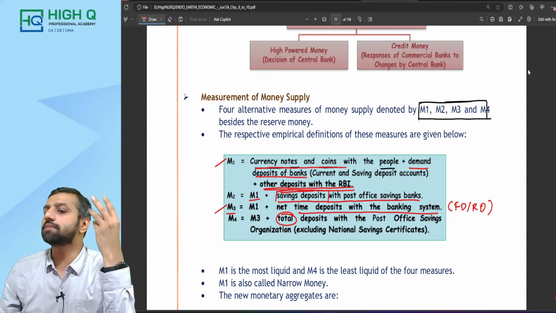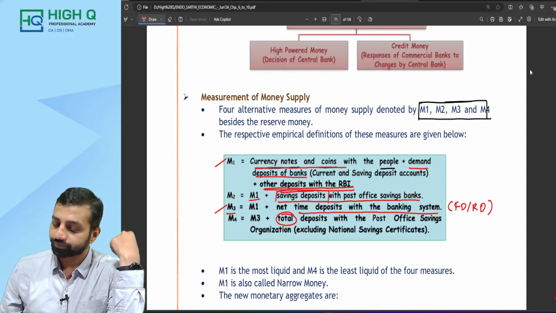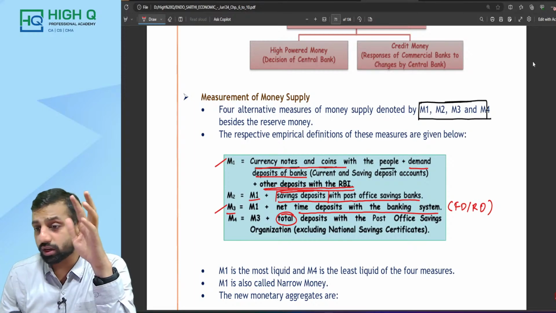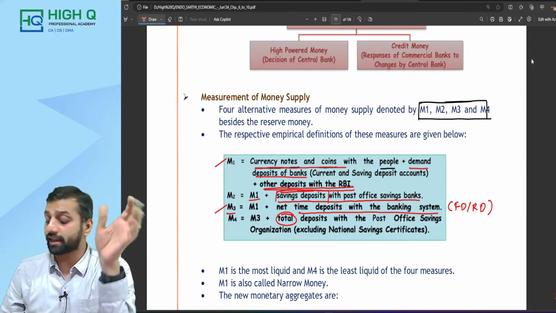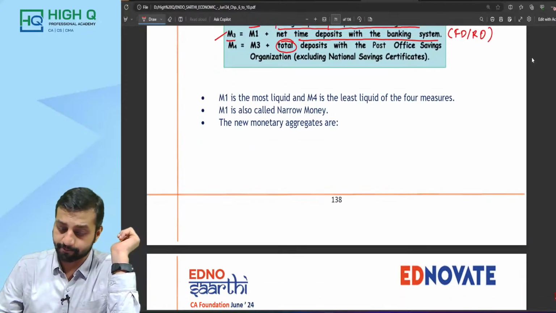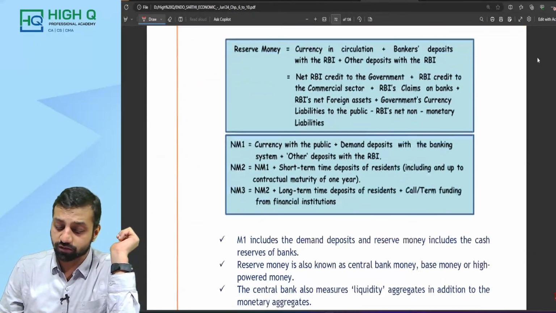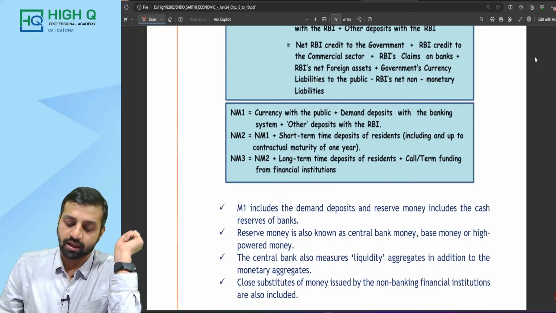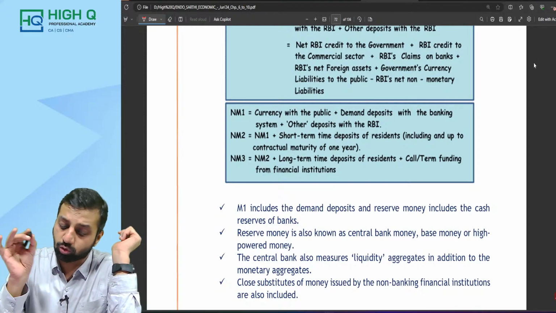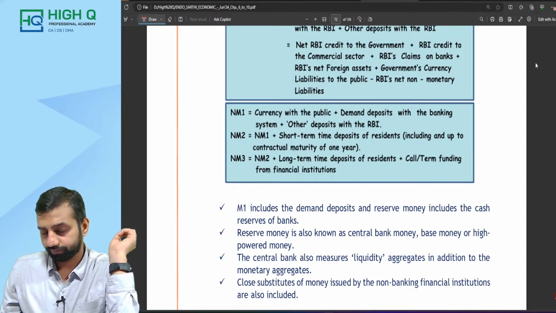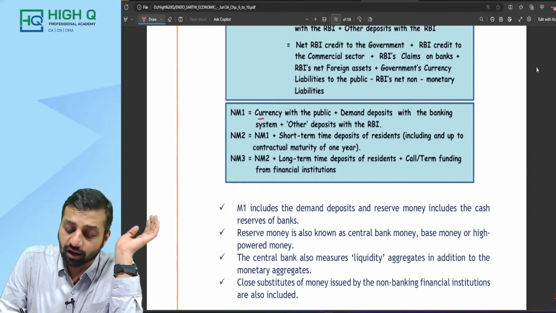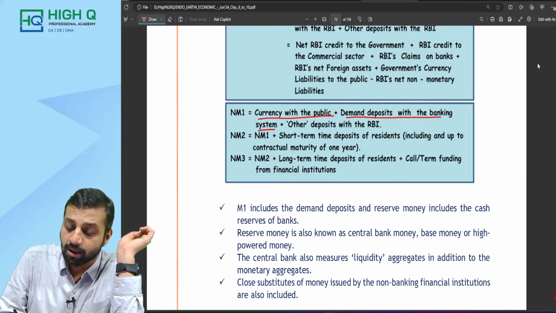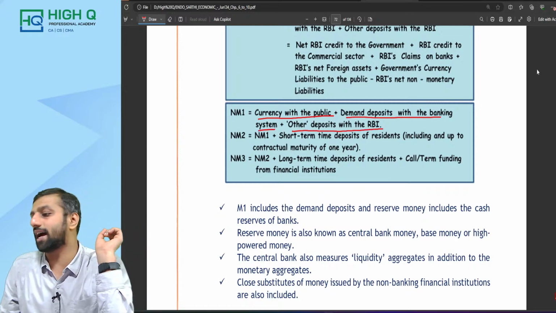Now, this was only banking and post offices. Plus, it is a mixture. M1, M3 talks only about banking. M2, M4 talks about banking and savings, post office. So, we came across with new monetary aggregates. NM1 is equal to M1. Same formula. Currency and notes with the public plus demand deposits with the banking system plus other deposits with RBI.